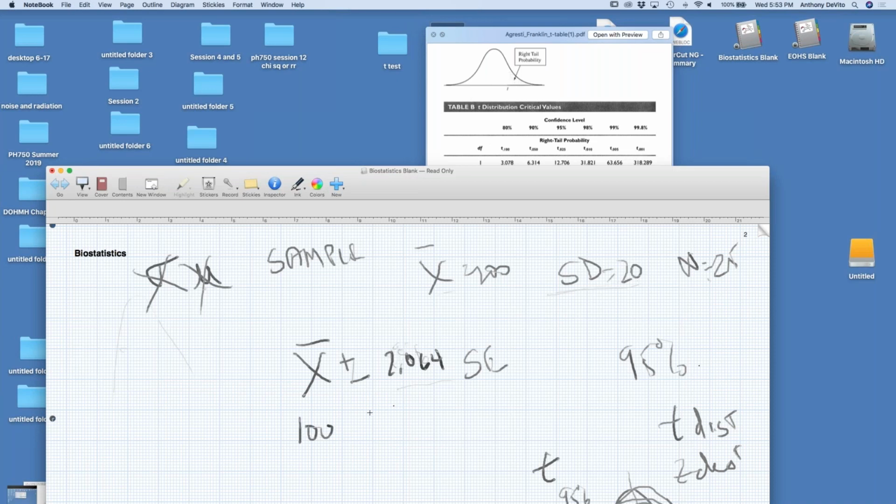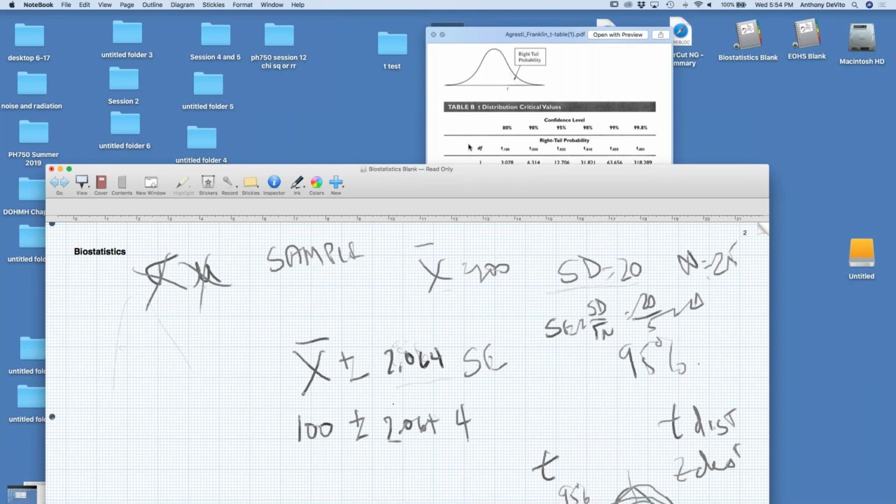I get 100 plus or minus 2.064 times our standard error. And our standard error now, instead of sigma, is the standard deviation over the square root of n, which is 20 over 5, equal to 4. So this would be approximately 92 to 108 or so. You'd work this out more exactly, of course.